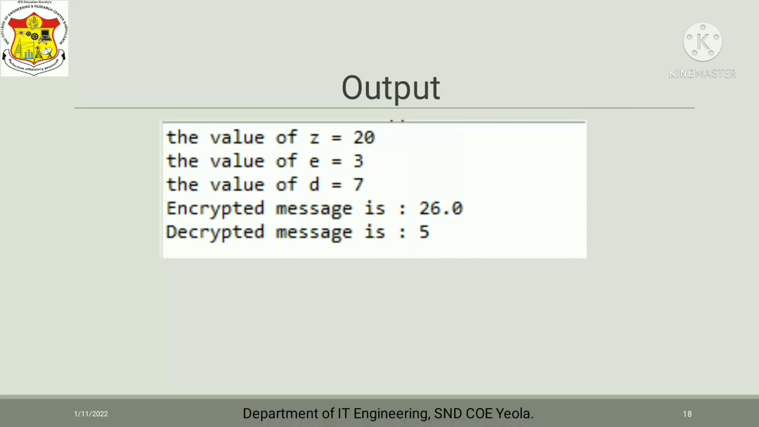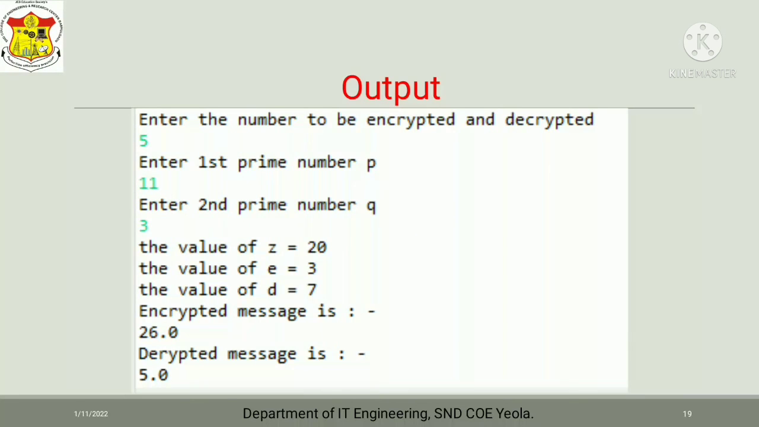At last, move towards our program output. Here, plain text message m is equal to 5, then two prime numbers 11 and 3, value of n, phi of n, encryption key, decryption key, and at last the decrypted message 5, that is plain text, and our decrypted message equal to 5. This is all about RSA program.